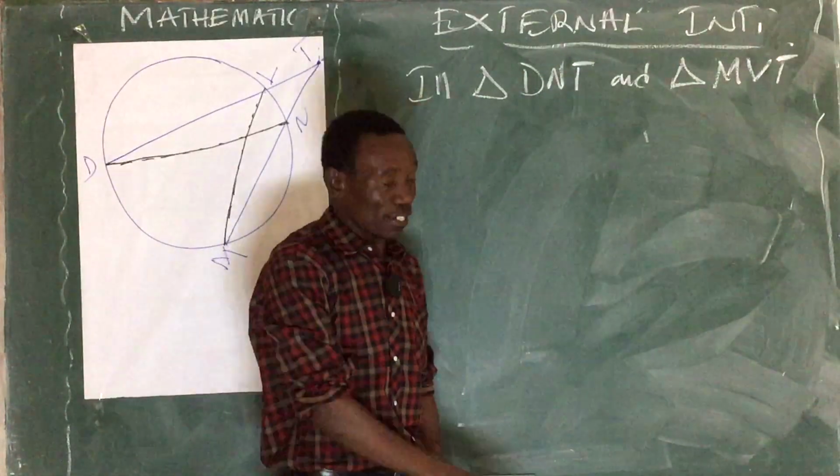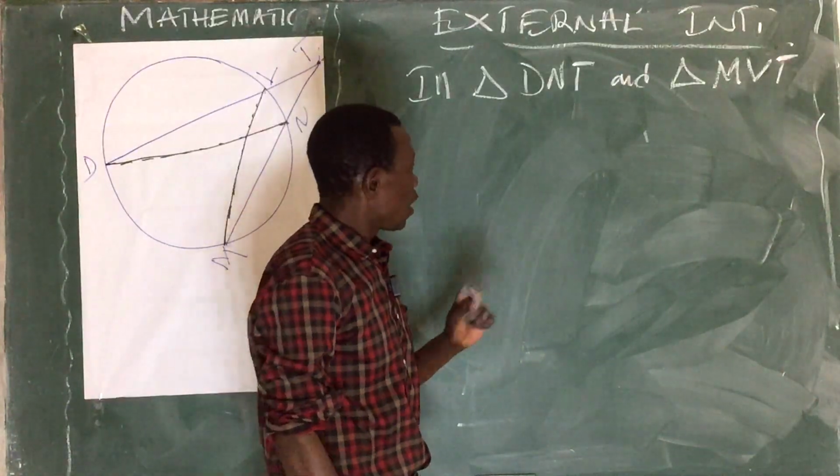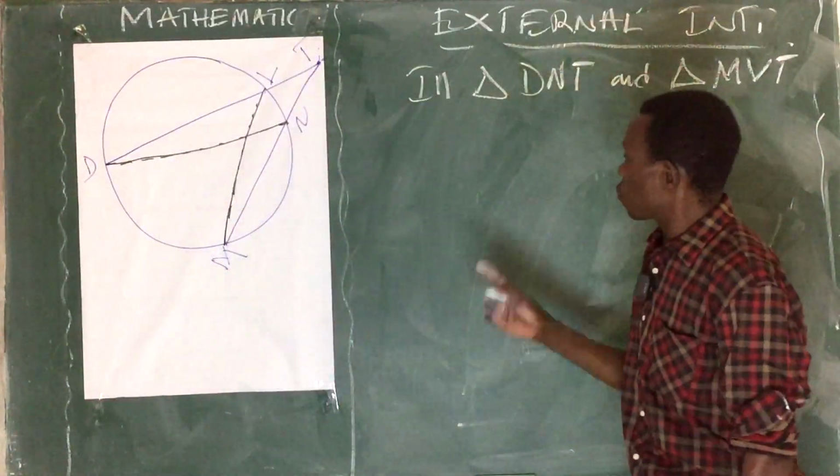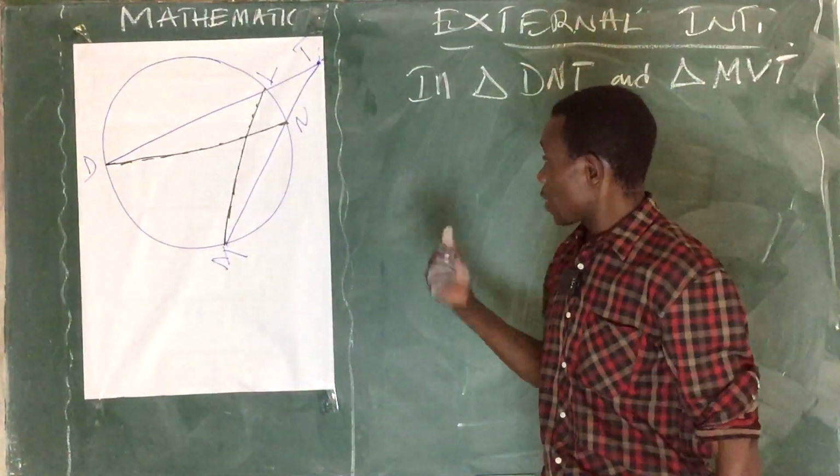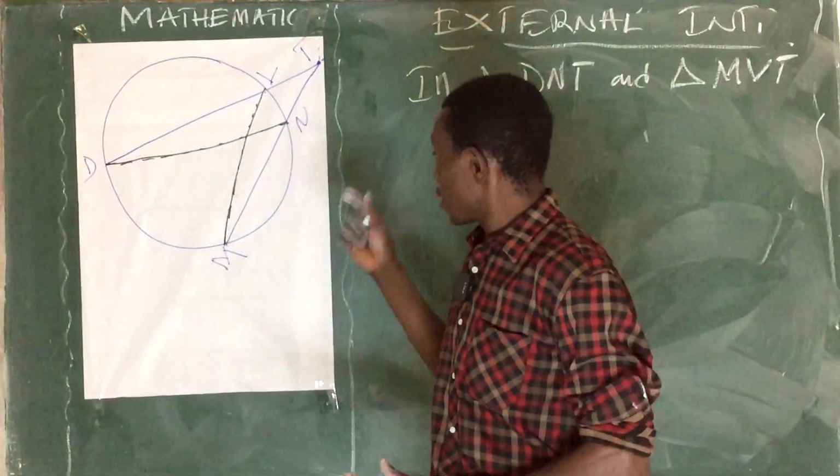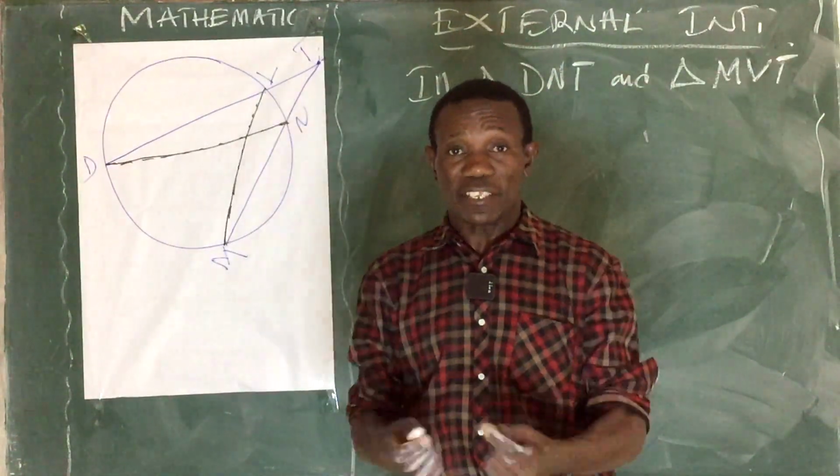MVT. Those are triangles of interest. They carry the parts of those chords. Take a look at this one. How do you prove that the two triangles are similar? The most important test that you can use to test that the two triangles are similar is the equiangular test.